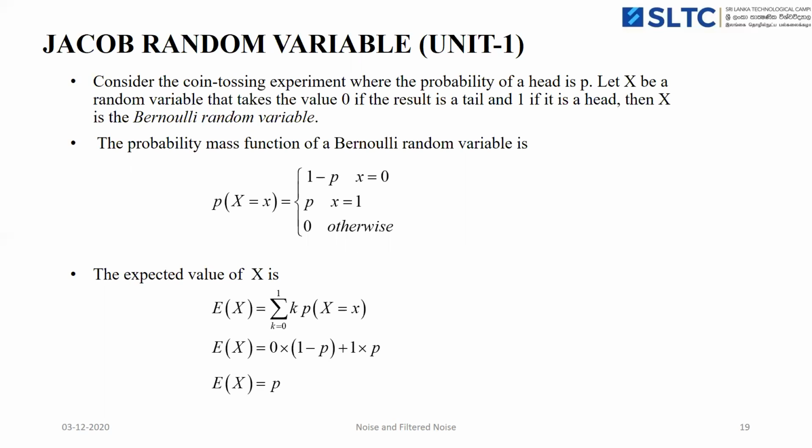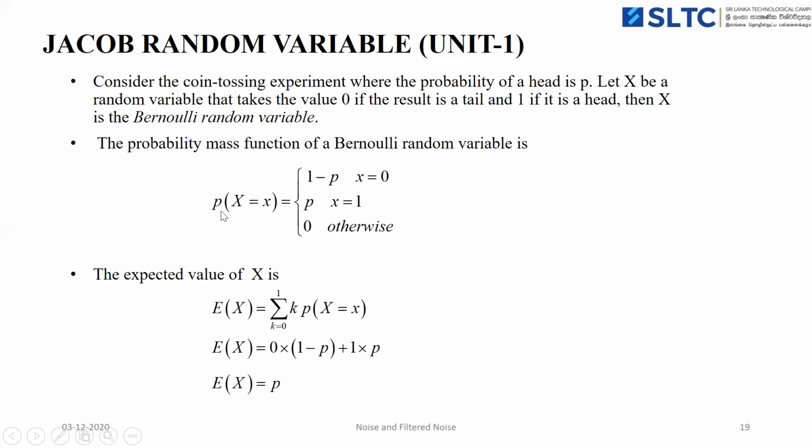Okay, so consider the coin tossing experiment where the probability of head is p and the probability of tail is 1 minus p. Let capital X be a random variable that takes the value 0 if the result is tail, and 1 if the result is head. Then we can say that the random variable capital X is a Bernoulli random variable. So this is the mathematical expression for the probability mass function of a Bernoulli random variable.